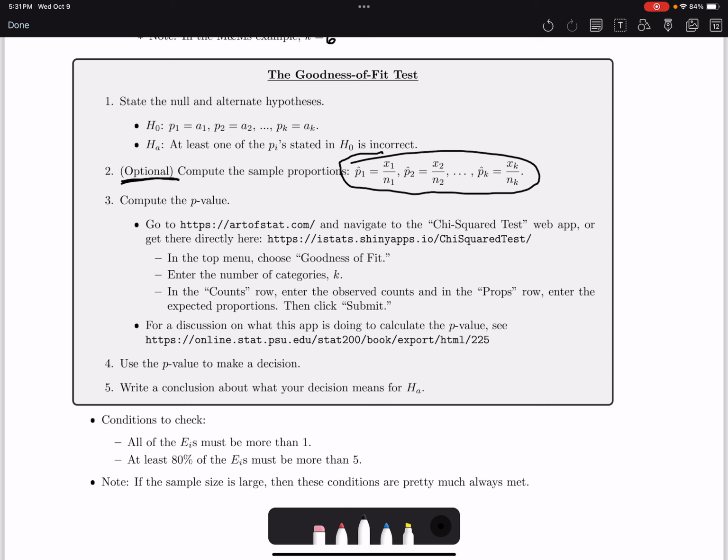I will show you how to compute the p-value when we go over to the app and take a look at an example. If you want an understanding of how the app is computing the p-value, you can follow this link right here and read that on your own. But the p-value is going to have the same meaning as usual: it's the probability of obtaining the sample statistics that we obtained if we assume the null hypothesis to be true. If that probability is really small, then it gives us reason to suspect that the null hypothesis is not true, and so we reject it. So a small p-value means reject the null hypothesis.